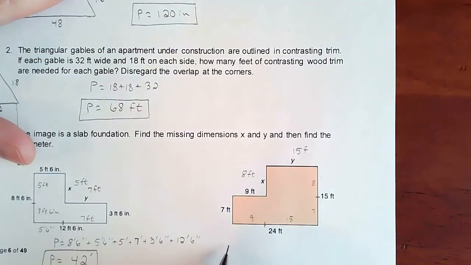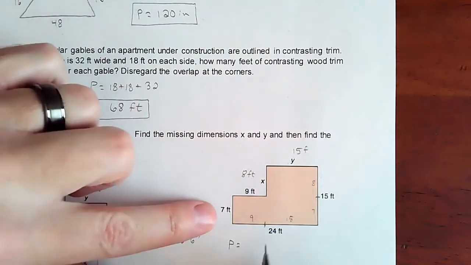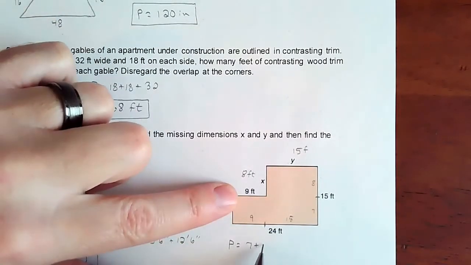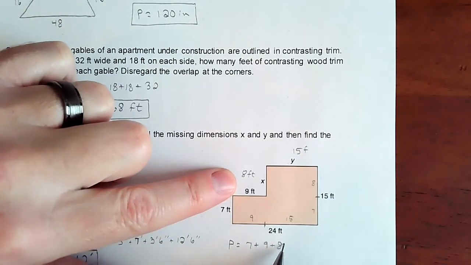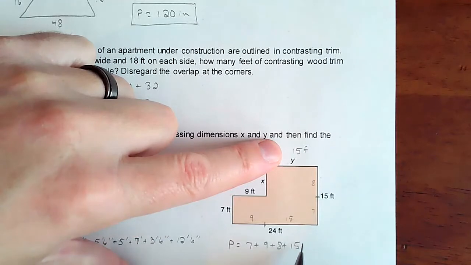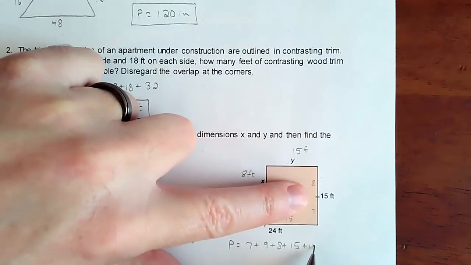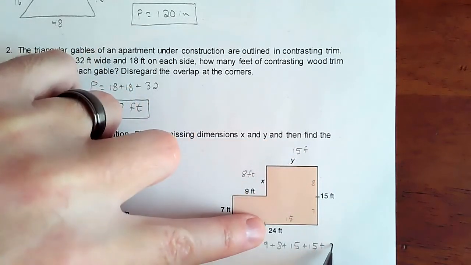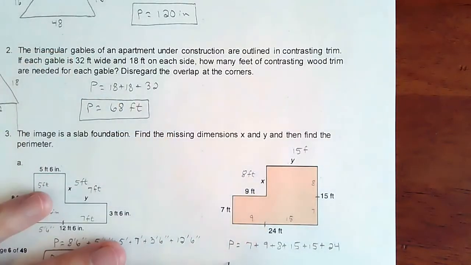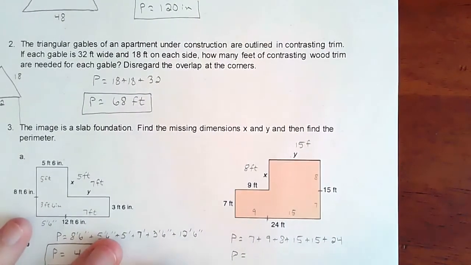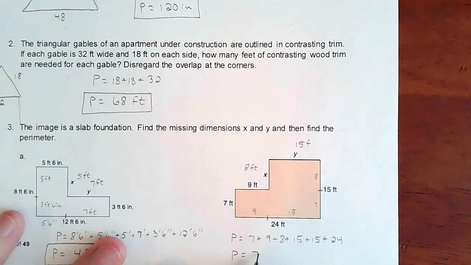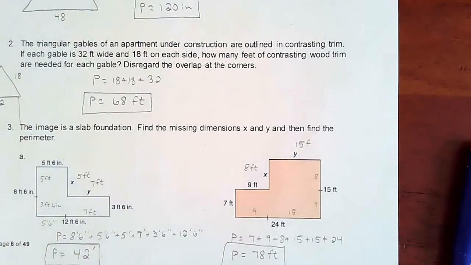So our perimeter here is 7 plus 9 plus 8 plus 15 plus 15 plus 24. If you throw that into a calculator and add up all your sides, that's going to get you a grand total of 78 feet. Okay, and that was a couple of perimeter word problems, basically.